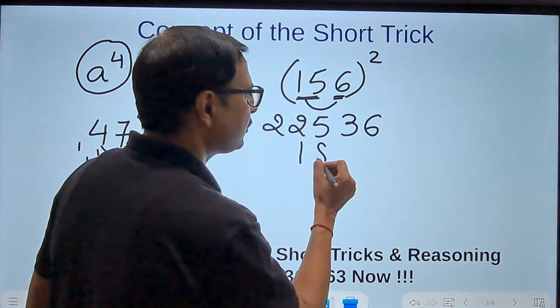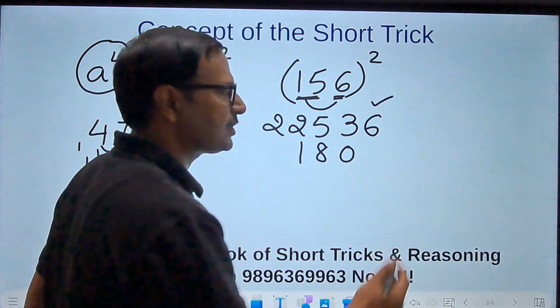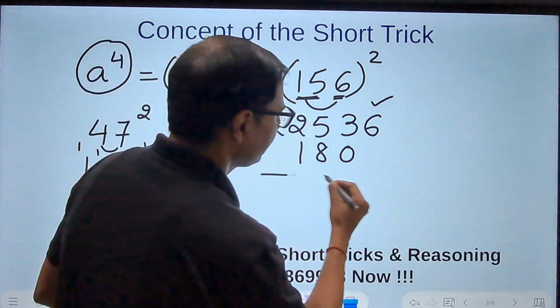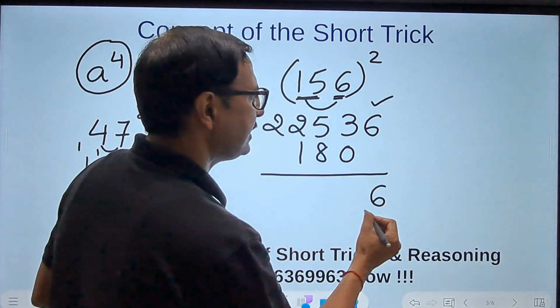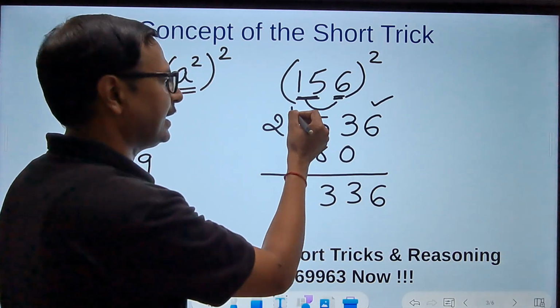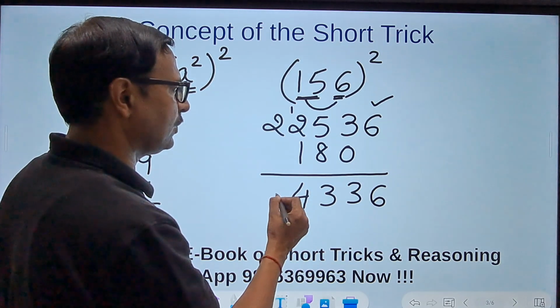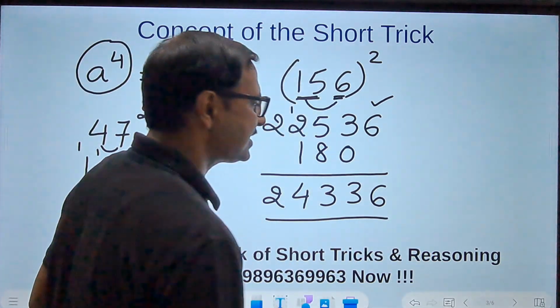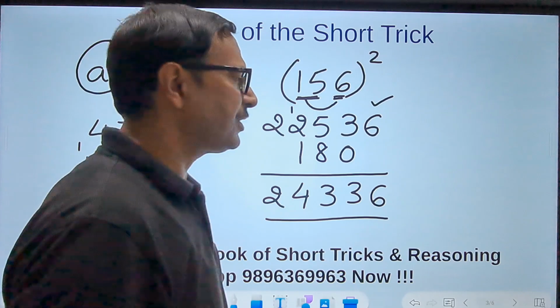So where will I write 180? After leaving one digit from the right-hand side. And now put a line, add vertically: 6, 3, 8 plus 5, 13, 3 and 1 carry, and then you have this 4, and then you have the 2. 2, 4, 3, 3, 6. Is that the square of 156?